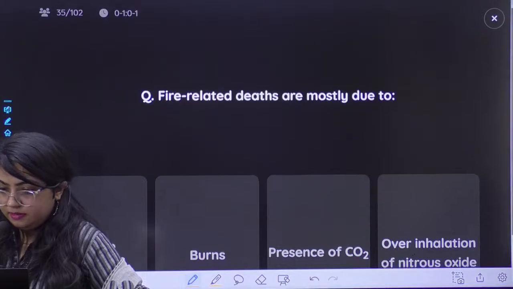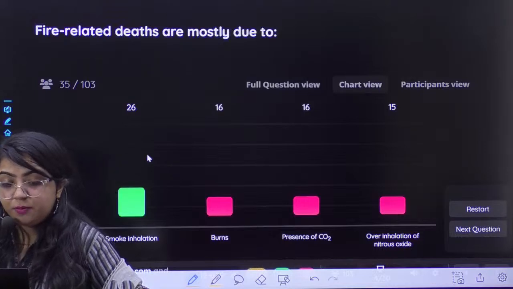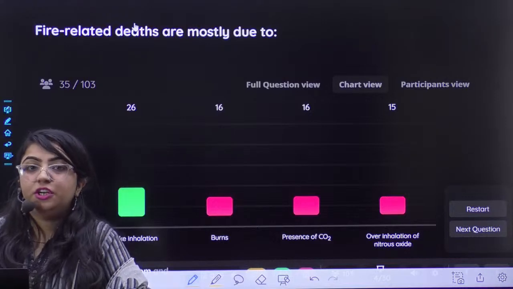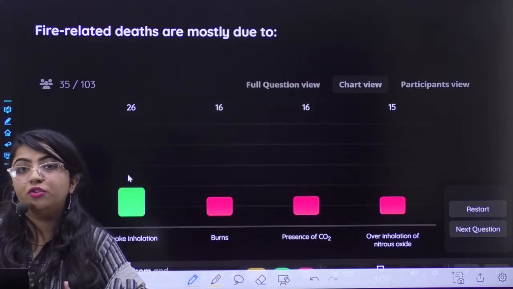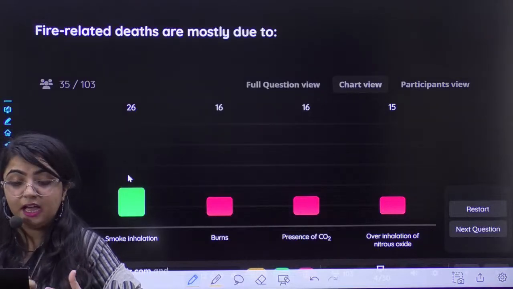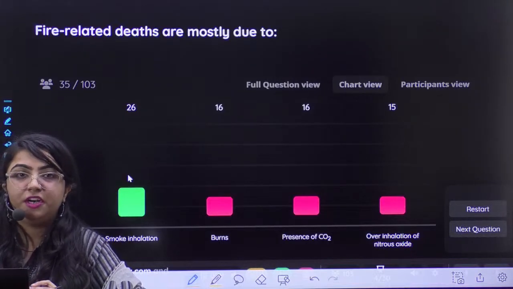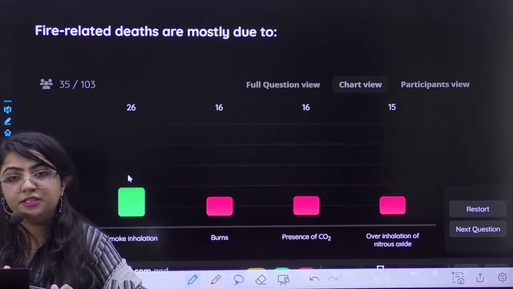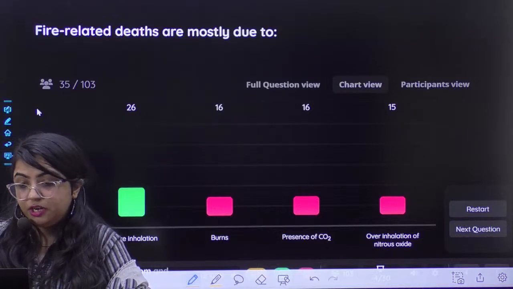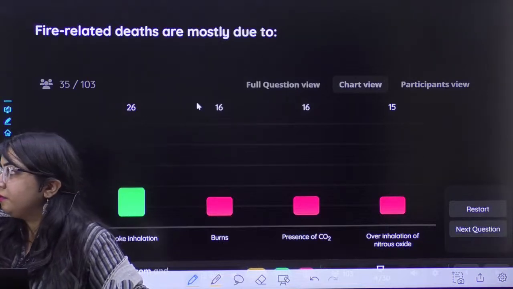Okay, so now see the correct option. So the correct option for this question is smoke inhalation. So fire related deaths are mostly due to the inhalation of smoke. When the amount of smoke in any room or in any closed area gets higher, due to the inhalation of smoke, the availability of oxygen in our body decreases and hence deaths may occur. So mainly the fire related deaths are due to smoke inhalation. I hope this is clear to all. Please reply in the chat box.